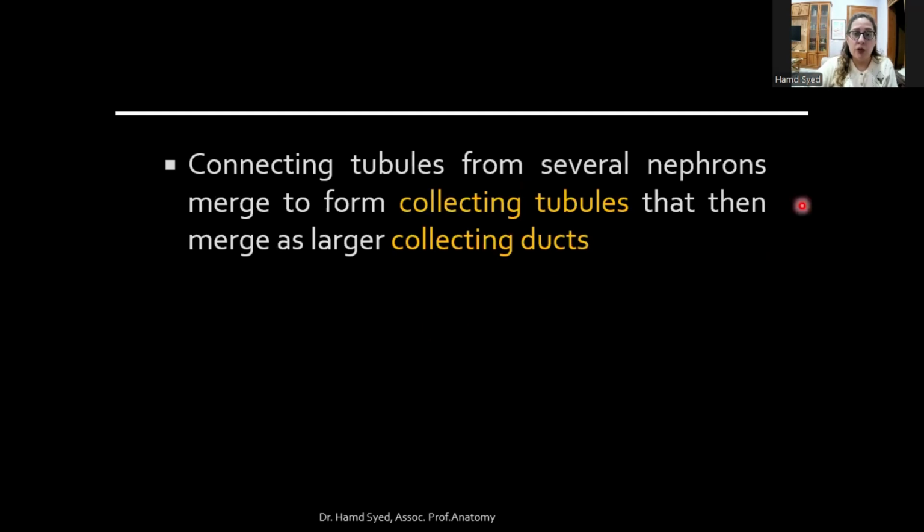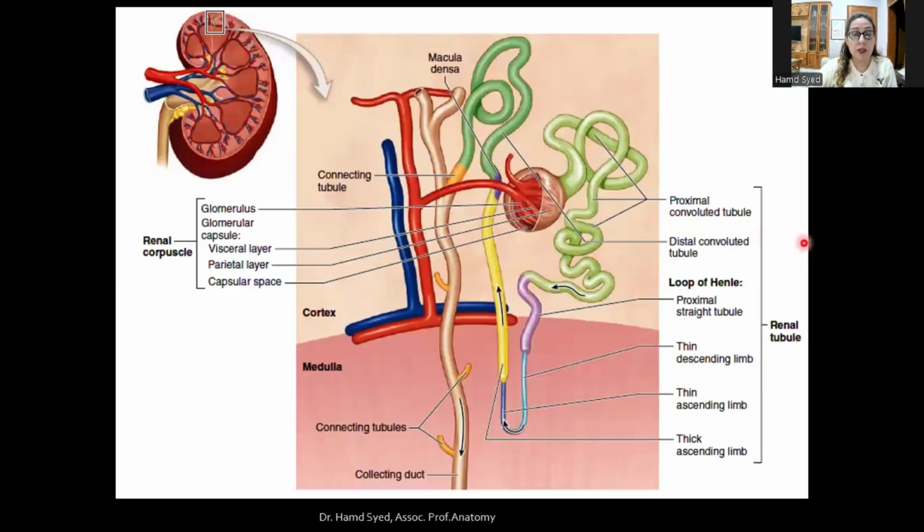The connecting tubules from several nephrons will merge or join with one another to form collecting tubules, and they will then merge as the larger collecting ducts. So this is a simple diagram which is showing us the structure of the nephron, which is the structural and functional unit of the kidney. If you follow the laser pointer over here, I'm going to trace out the different parts of the nephron.